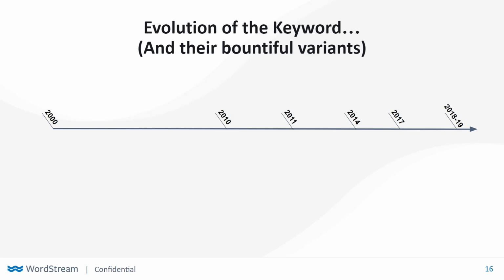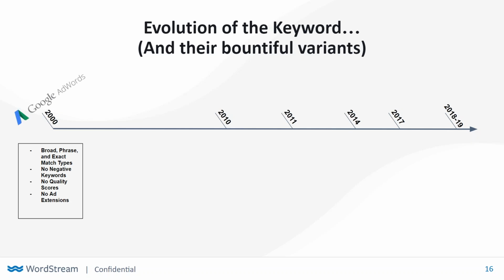Let's go all the way back. In 2000, when Google AdWords stepped on the scene, we had a broad, a phrase, and an exact match type. That is it. There were no negative keywords, no quality scores, no ad extensions. Everyone was living in this very blissful world.